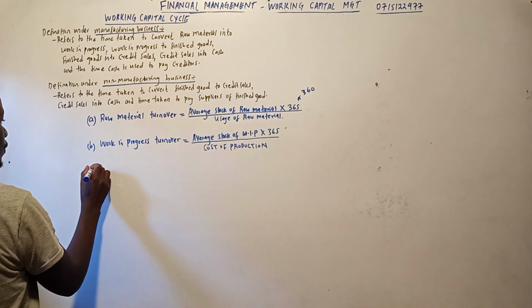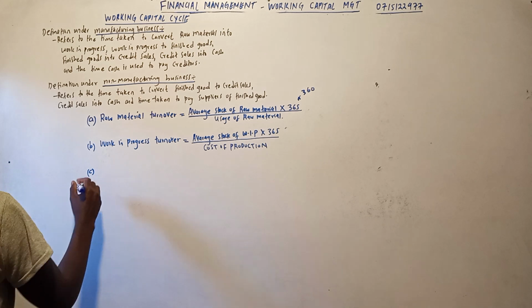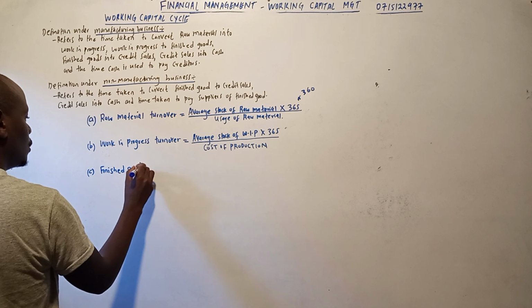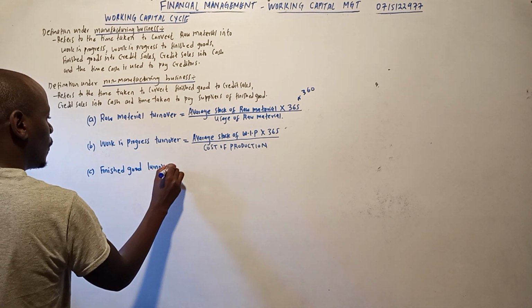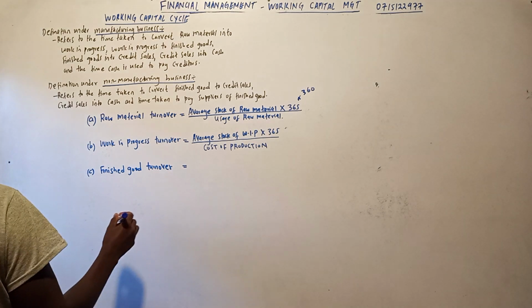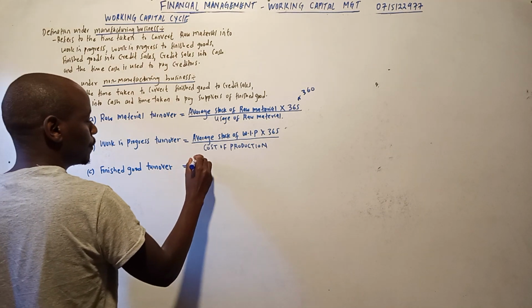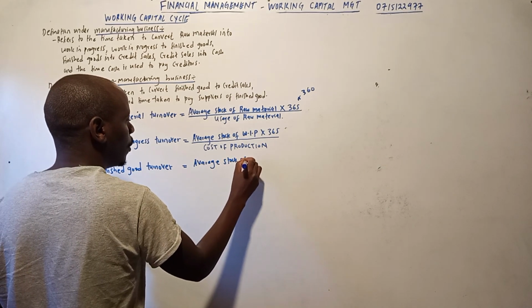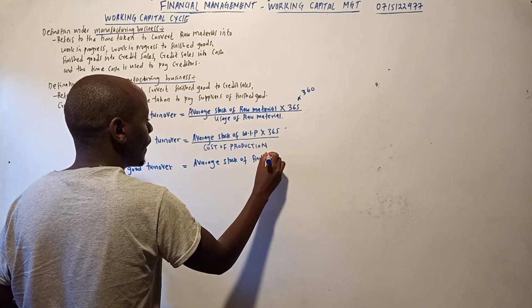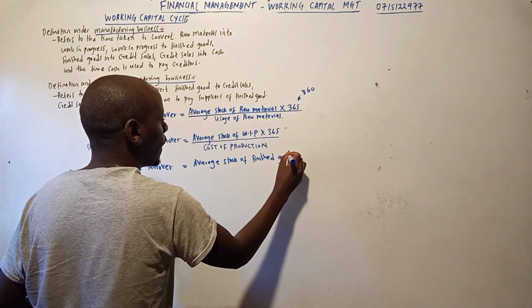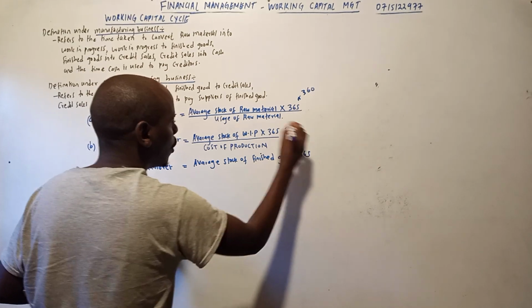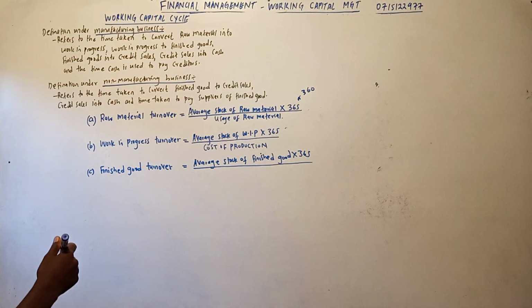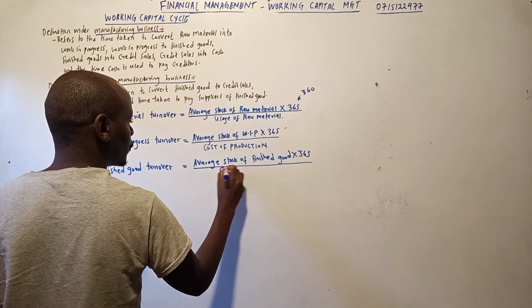Number C, finished good turnover. We say it's the average stock of the finished goods, times 365 or 360, depending on the question. Then you divide with cost of sales. Now this one is cost of sales.